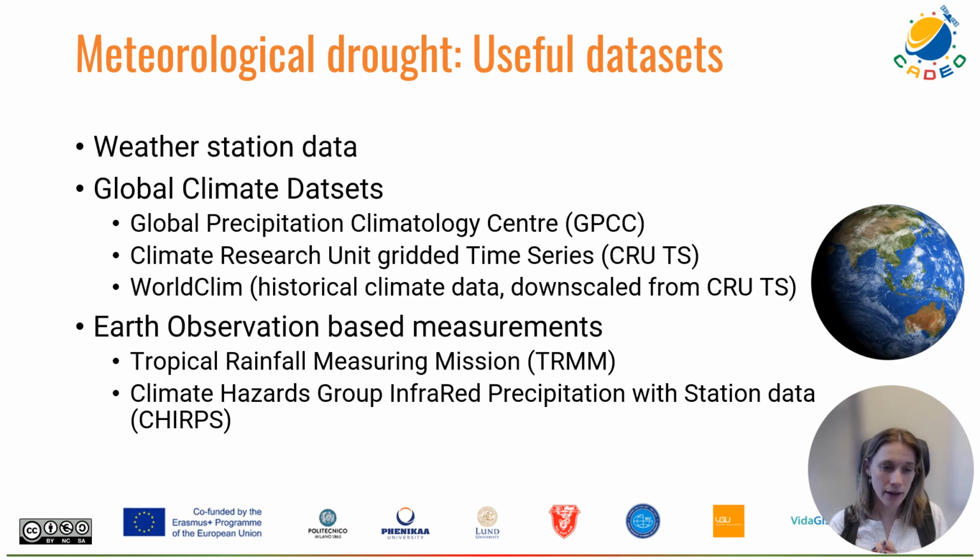And these Earth observation-based measurements are measuring the size of clouds to estimate the amount of rainfall that will fall over an area. So it is an estimation, but it's quite frequently used and can be quite useful in areas where you have big data gaps.